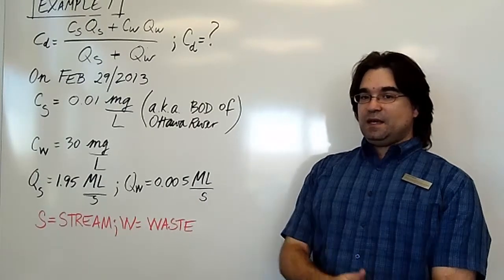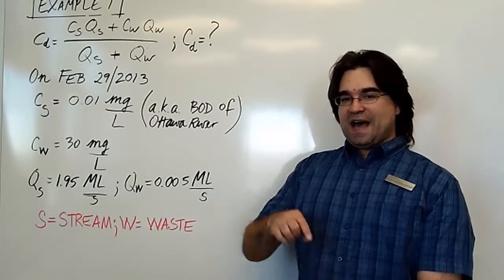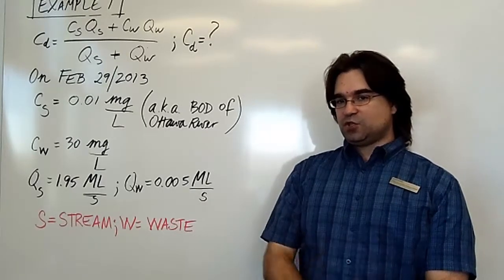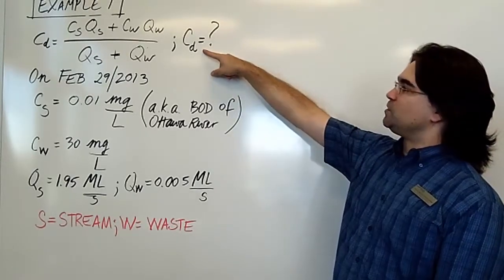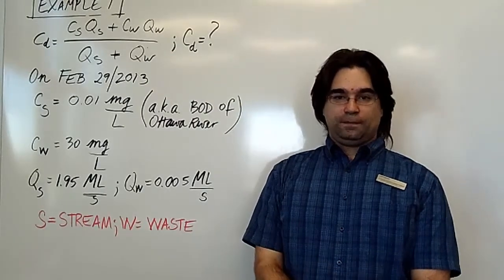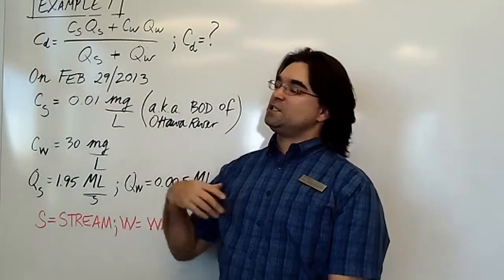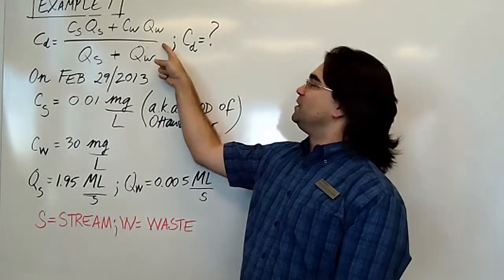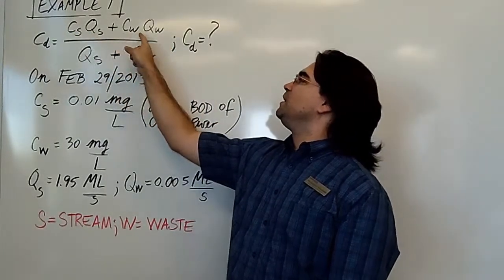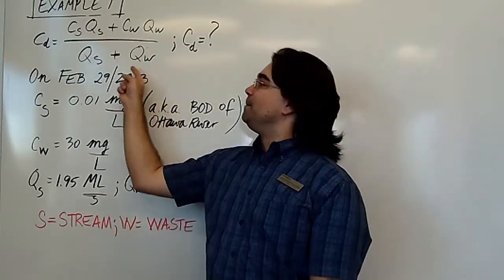You're then asked, by using the formula at your disposal, what the diluted concentration is after this waste has had a chance to mix into the Ottawa River within the mixing zone. As a review, this formula describes this: the diluted concentration is equal to the ratio of the product of the concentration and the flow for both the stream and the waste, the sum of these two products, divided by the sum of the flows.